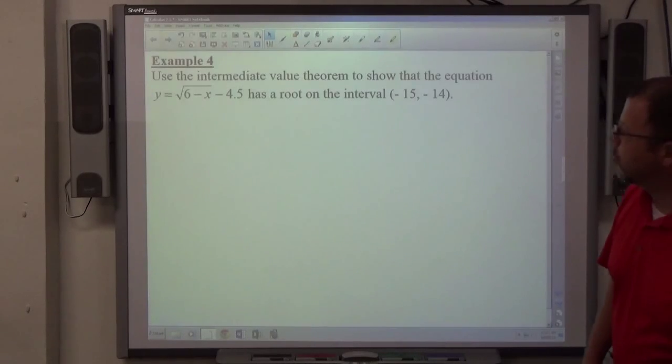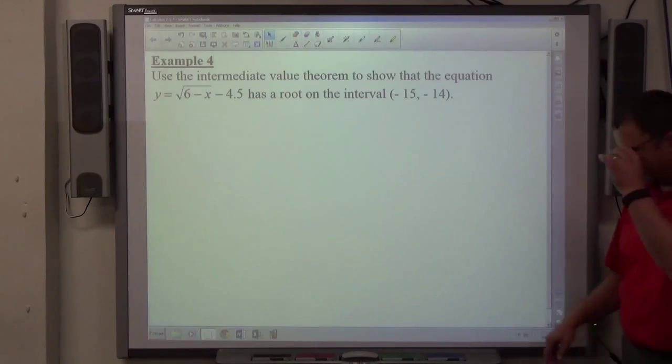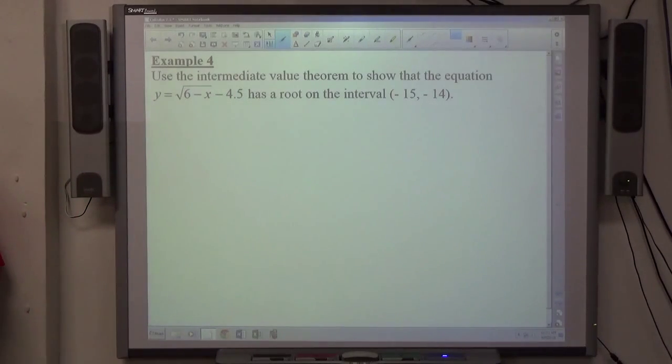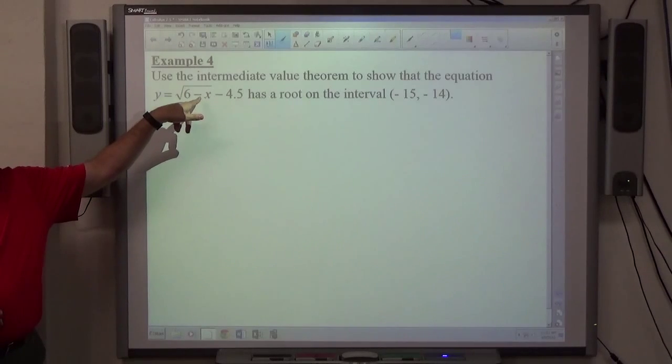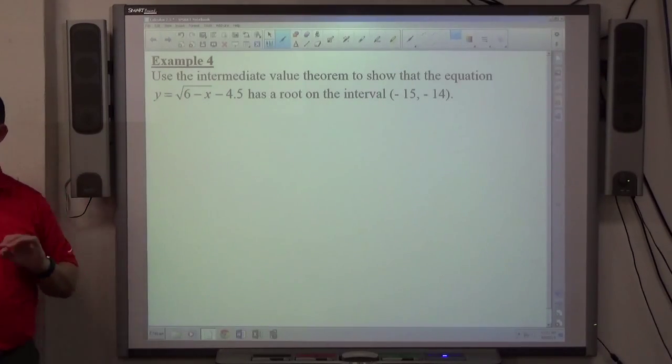Okay, if we look at example 2, use the intermediate value theorem to show that the equation y equals the square root of 6 minus x, minus 4.5, has a root on the interval negative 15 to negative 14. So once again, we're looking at a function here. This time it's a root function, right? It's also a polynomial because it's got minus 4.5. So it's both those types of functions.